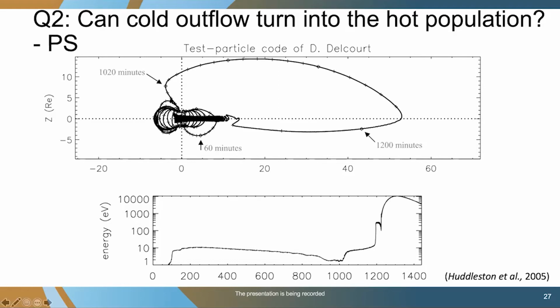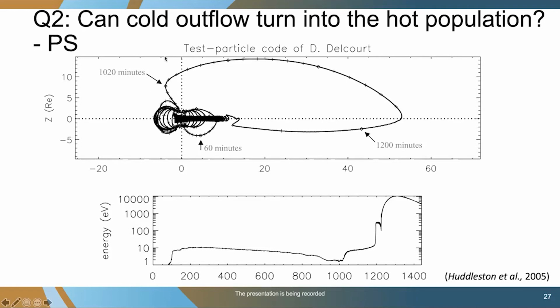And so this is one example of a particle trajectory that's coming out very cold. The energy is shown on the bottom. It's less than 10 eV when it comes out. And as it traverses the lobe, it eventually encounters the equatorial plane in the midtail, the crosstail current sheet, and gets picked up and accelerated very rapidly over a short period of time. And so it goes from a tens of eV particle to a 10 keV particle very, very quickly.